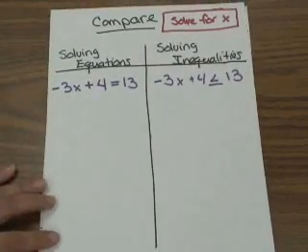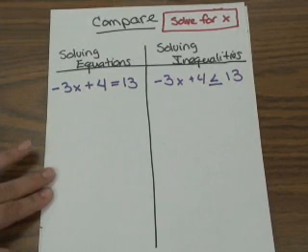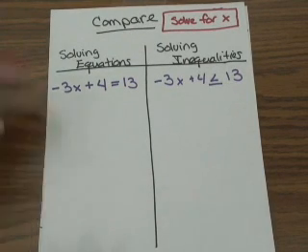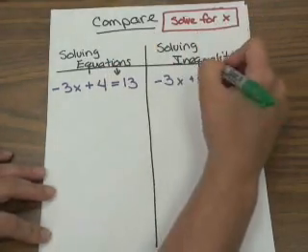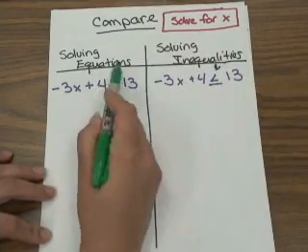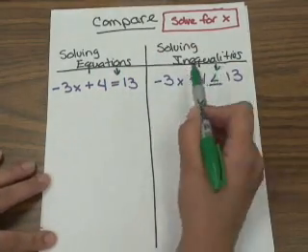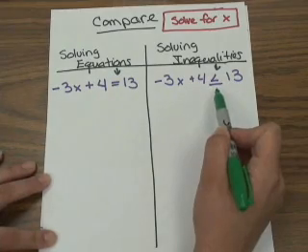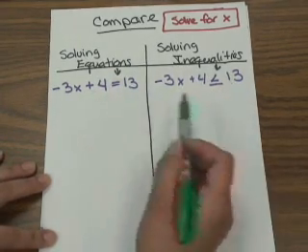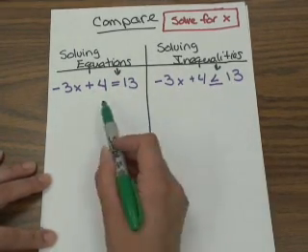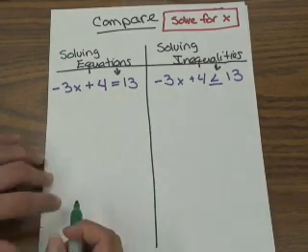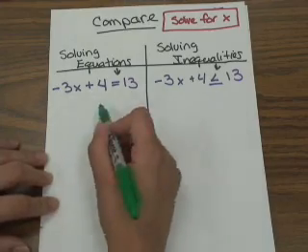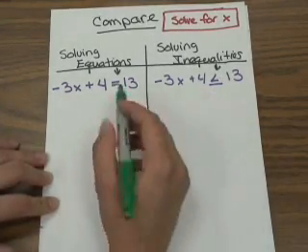So let's compare solving an equation versus solving an inequality. In this comparison, I wrote the same problem. The only difference is I use different symbols. Here in the equation, I use the equal sign, and here in the inequality, I use the less than or equal to sign. We're going to use the same properties to solve for x that we would normally do when solving equations, and I'm going to show you how it compares to the inequalities. So, in both of these, we solve for x.